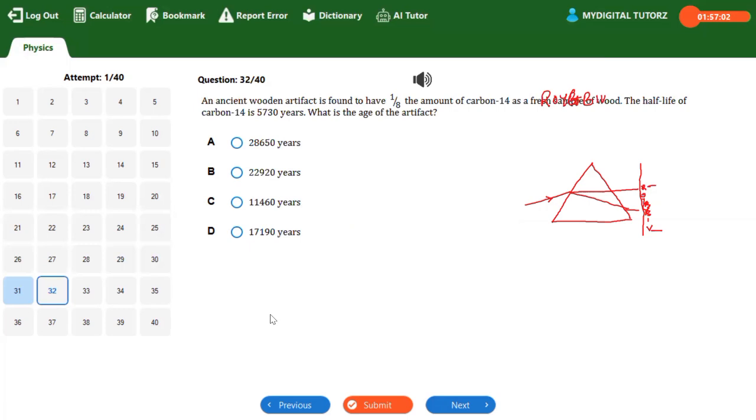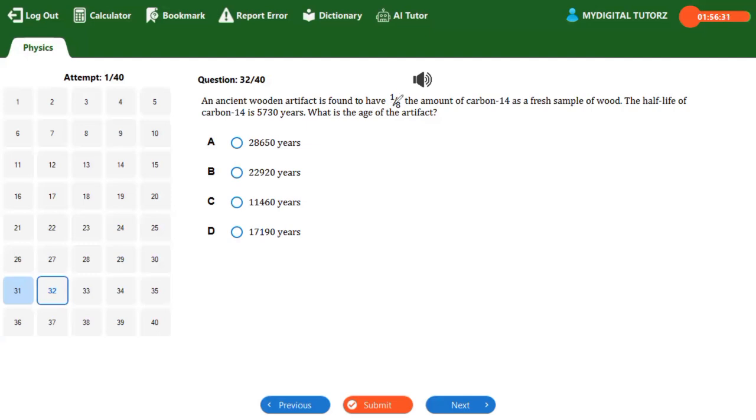Question 32 says, an ancient wooden artifact is found to have 1/8 the amount of carbon-14 as a fresh sample of wood. The half-life of carbon-14 is 5,730 years. What is the age of the artifact? So this question, we can solve it in two methods. You can use Zebwa's method, or you can use the normal method.